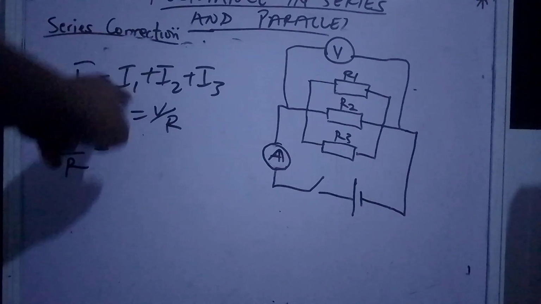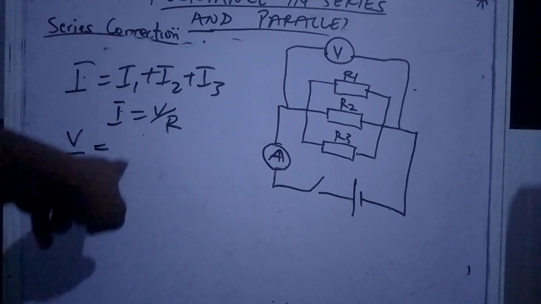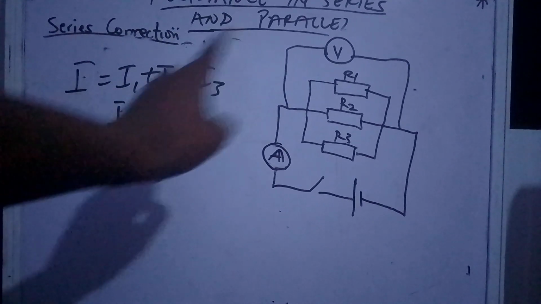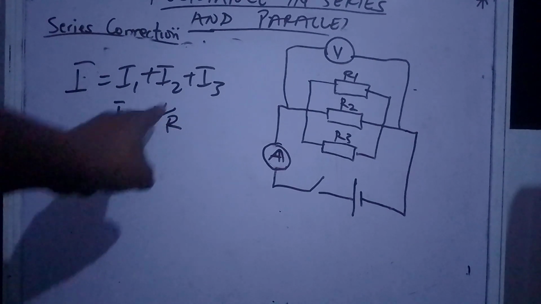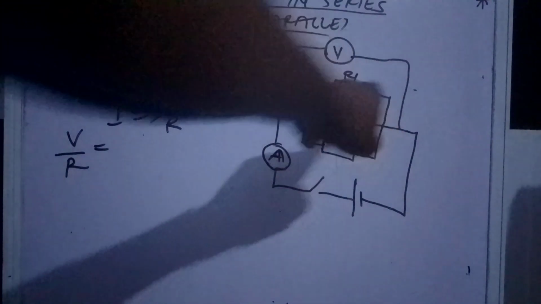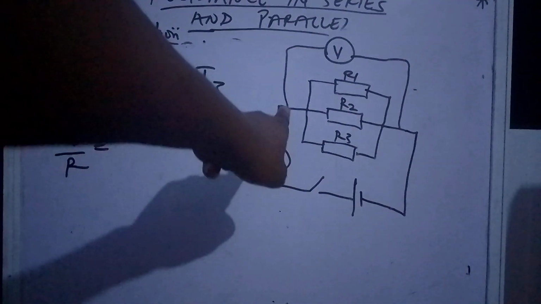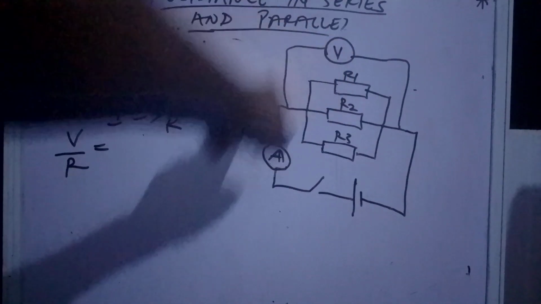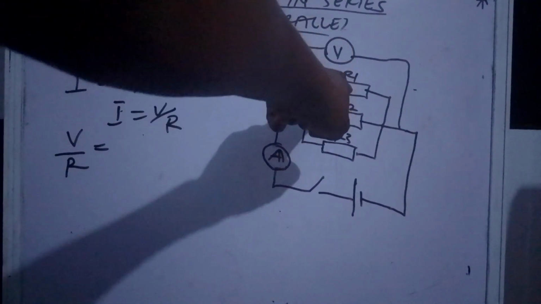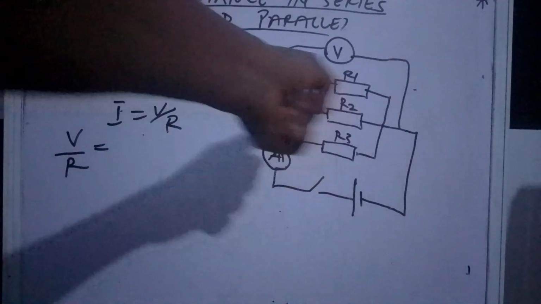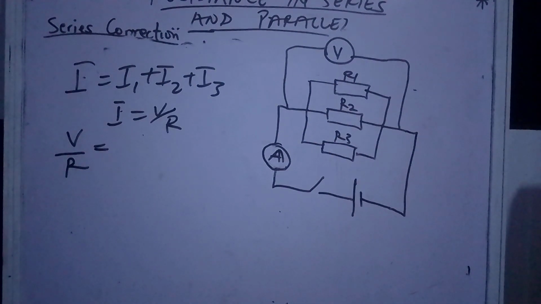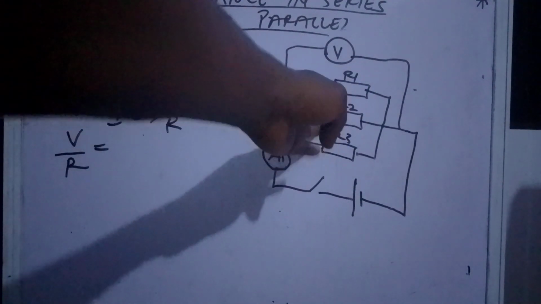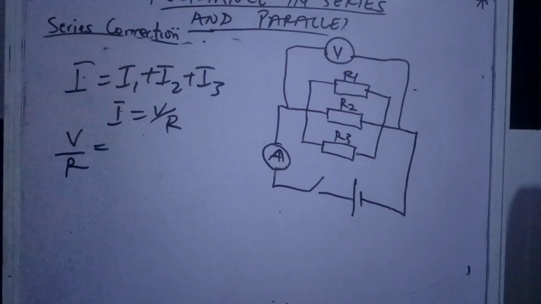For I1, we are going to have V over R1. We are not going to have V1 over R1. Why? Because the V is the same for the circuit. The V that is here is still the V across here. So the V here is also the V here, is also the V here. So there is no point saying V1, V2, V3. It's the same V. But the resistances are different. We have R1, R2, and R3.